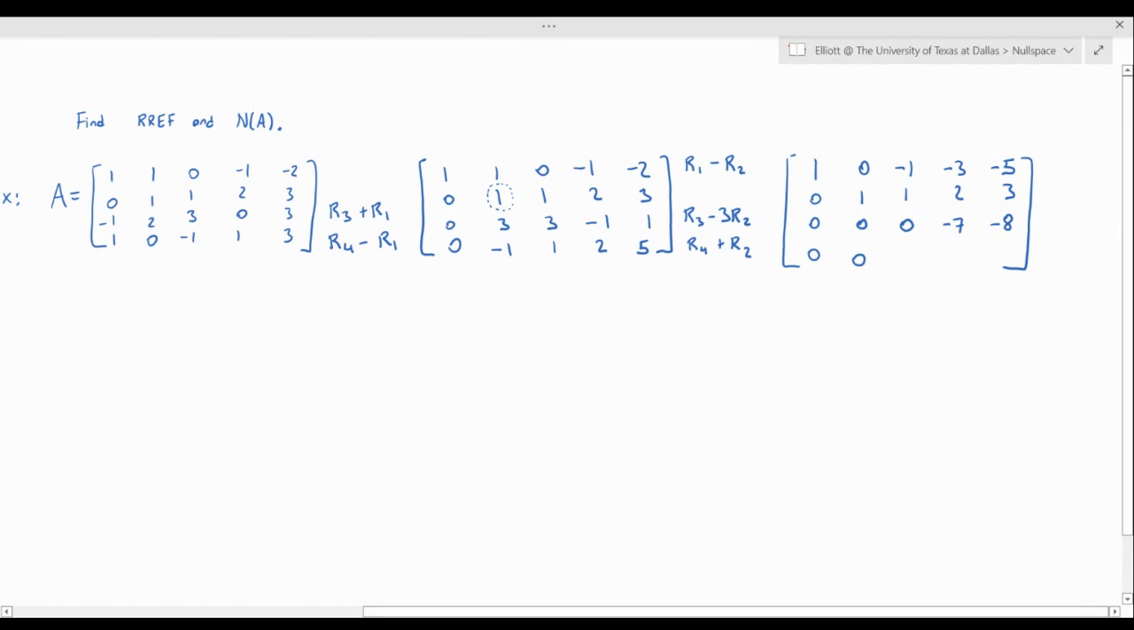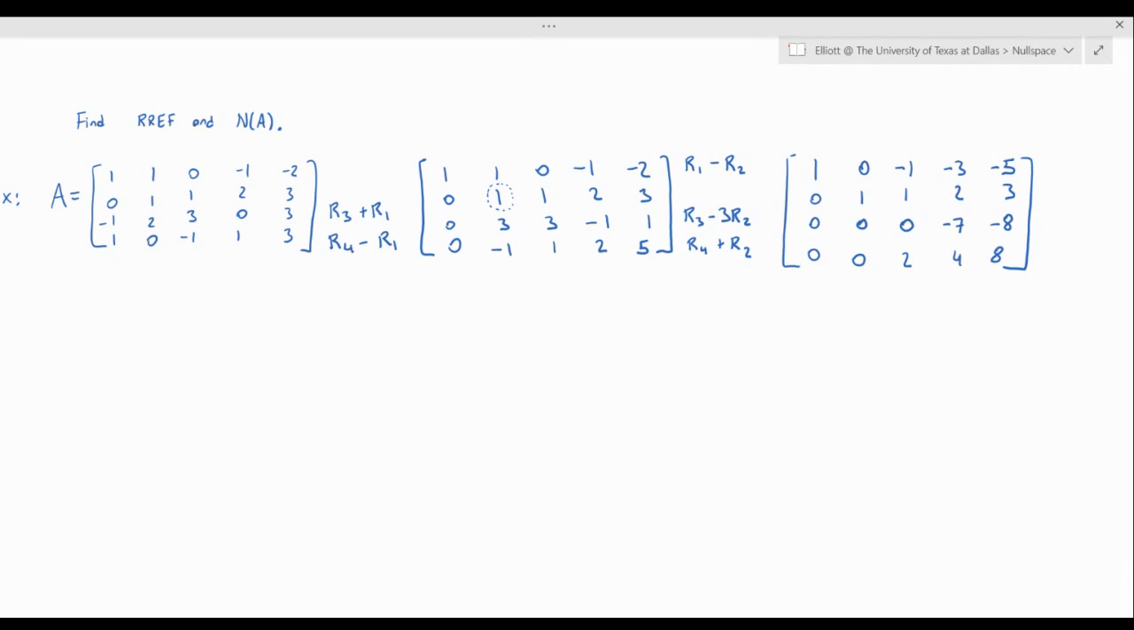And then row 4, did I do that right? Yes, okay, I think I did that right. And then row 4 plus row 2 is 0, 2, 4, and 8. Okay.